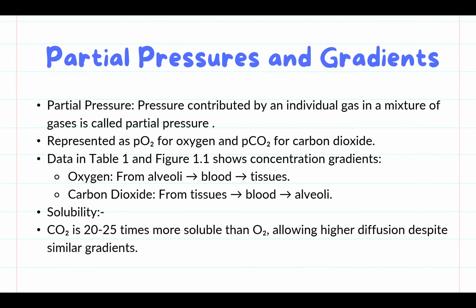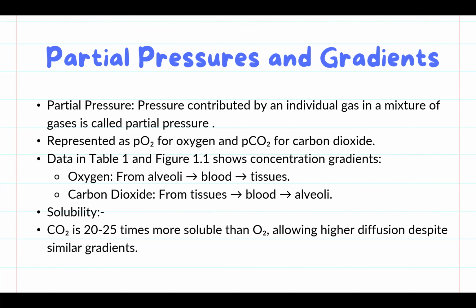The second part is partial pressures and gradients. What is partial pressure? The pressure contributed by an individual gas in a mixture of gases is called partial pressure, represented as PO2 for oxygen and PCO2 for carbon dioxide. The data in table 1 and figure 1.1 show concentration gradients. Oxygen moves from alveoli to blood, then to tissues, and carbon dioxide moves from tissues to blood, and then to alveoli. CO2 is 20 to 25 times more soluble than O2, allowing higher diffusion despite a similar gradient.